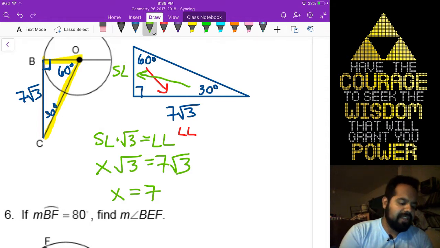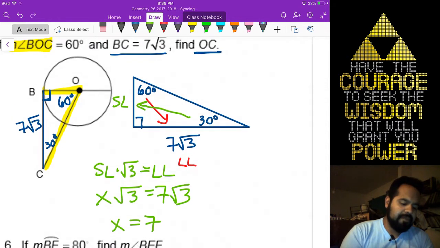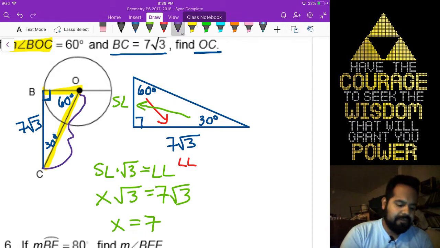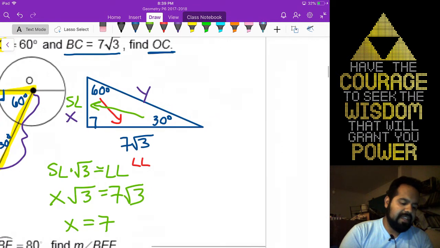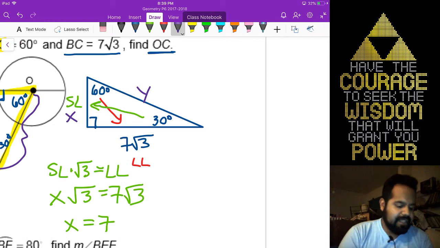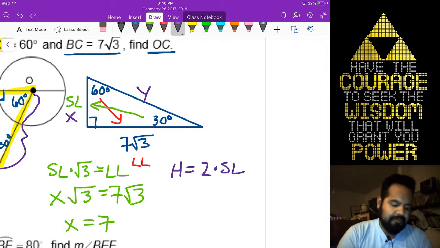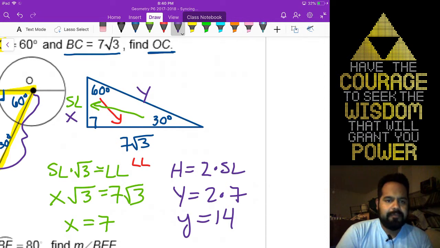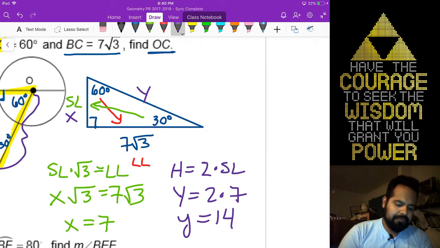But that's not really what I'm looking for. I'm looking for OC, which is my hypotenuse here. That's what I'm really looking for. So let's call that y. Again, if we remember back from the beginning of the semester, the hypotenuse is equal to 2 times the short leg. So y is going to equal 2 times 7. And there you go. Y equals 14. Boom.